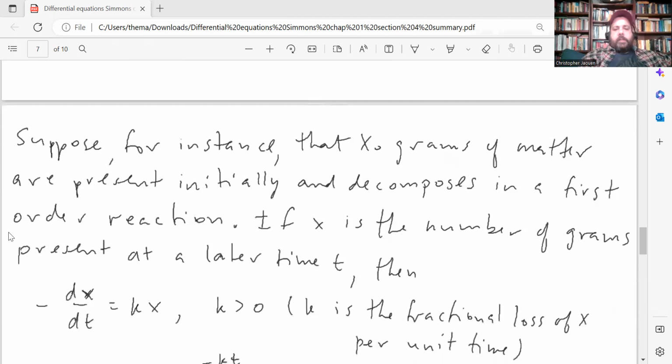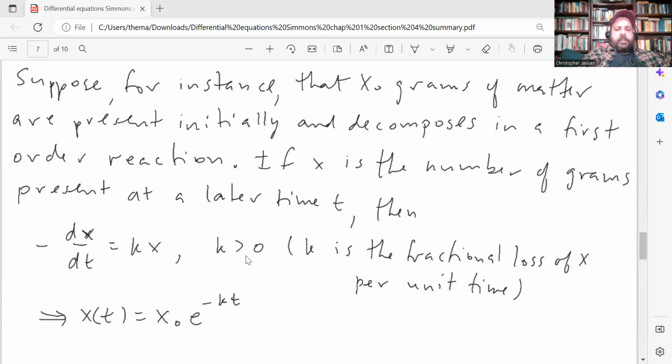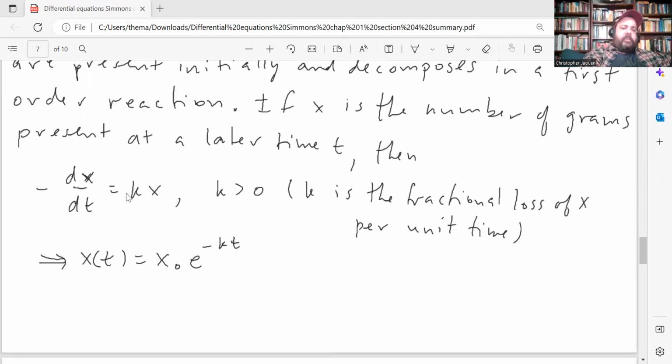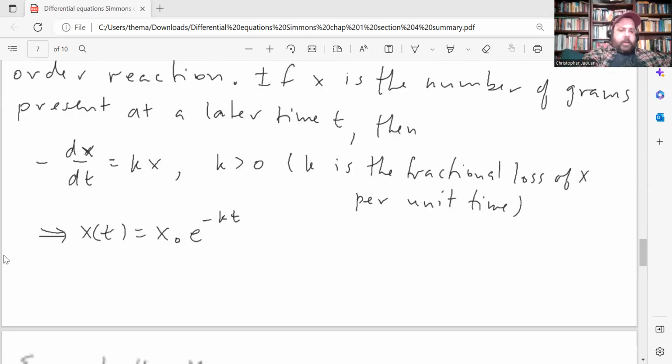Suppose, for instance, that X0 grams of matter are present initially, maybe some radioactive substance, and it decomposes in a first order reaction. If X is the number of grams present at a later time t, then negative dX/dt equals kX. Here k is greater than or equal to 0. In other words, this is a decay reaction or decay model. k is the fractional loss of X per unit time. And again, you can solve this differential equation by separating variables, and you get this exponential decay model here. So X(t) equals X0 e to the negative kt. Again, something that you've seen before, hopefully.